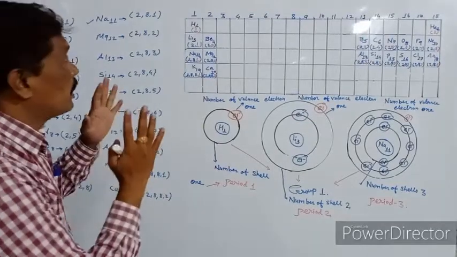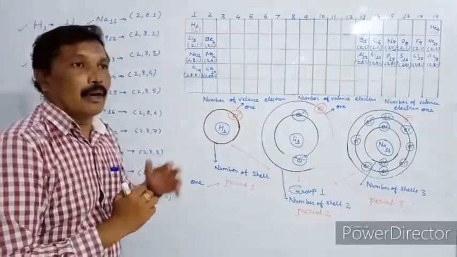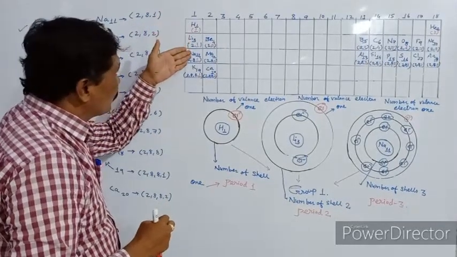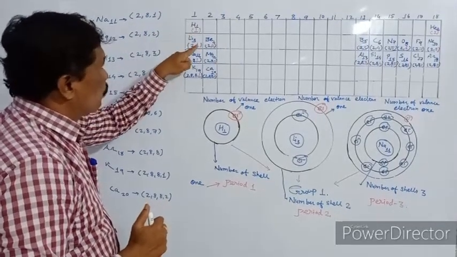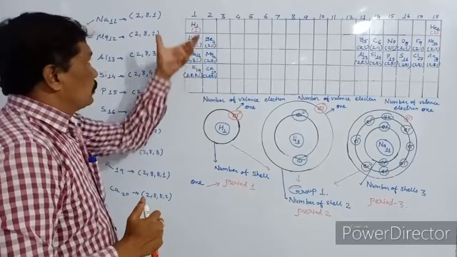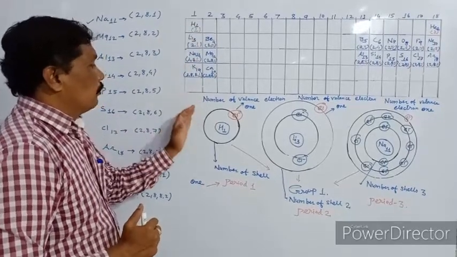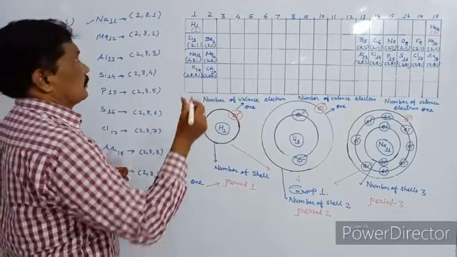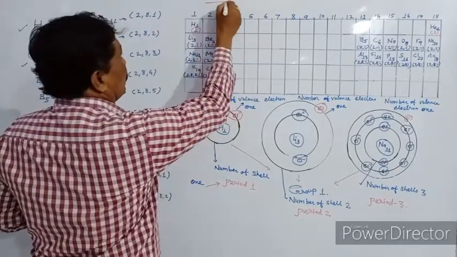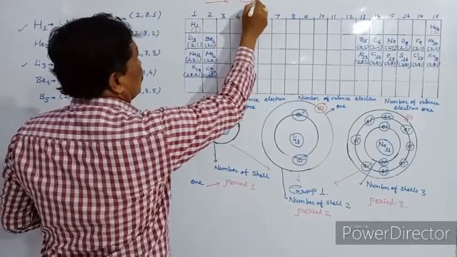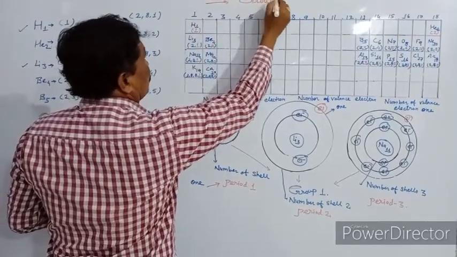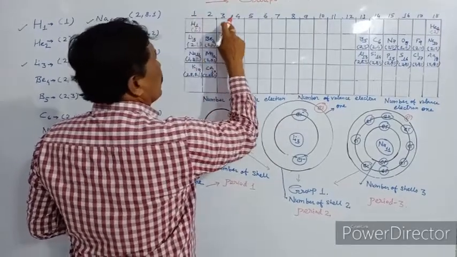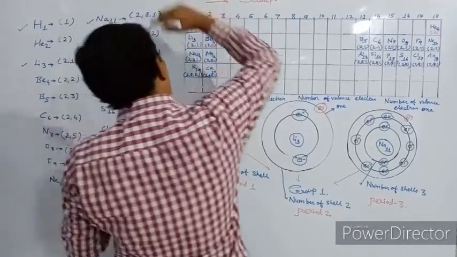Now, if we have brainstorming on the modern periodic table, we see the number of valence electrons is 1, 1, 1, 1. So all these elements belong to group 1. These all are what? Groups. Group 1, 2, 3, 4. And these are what? Periods.